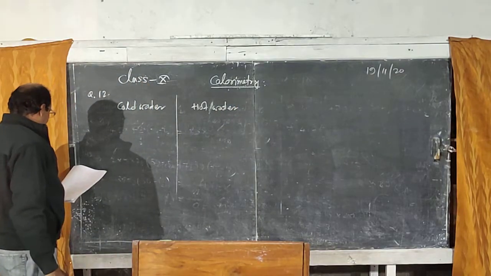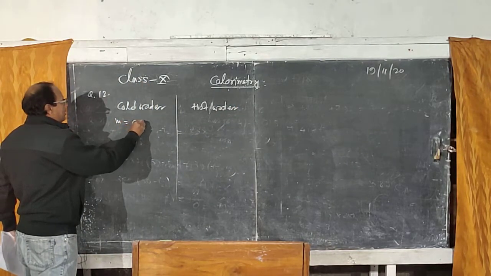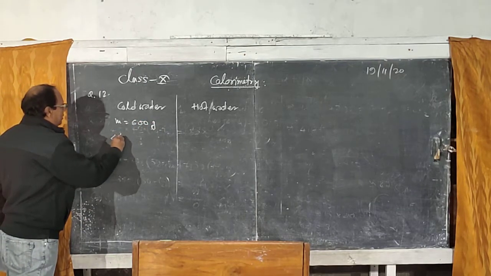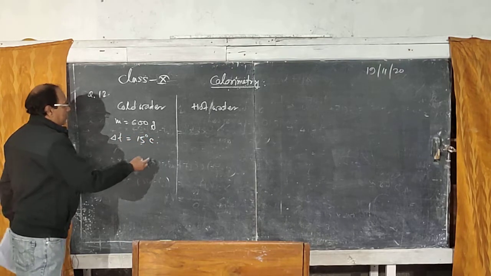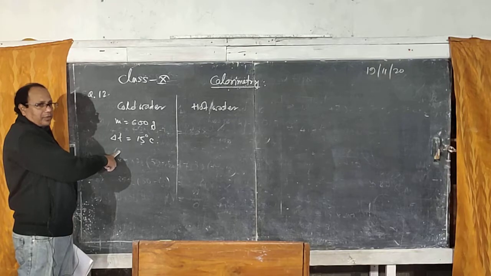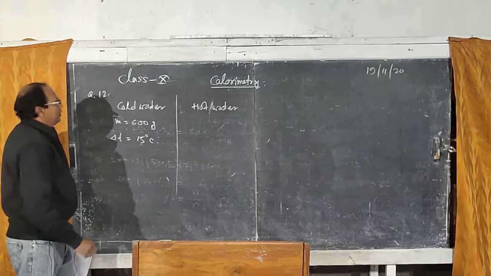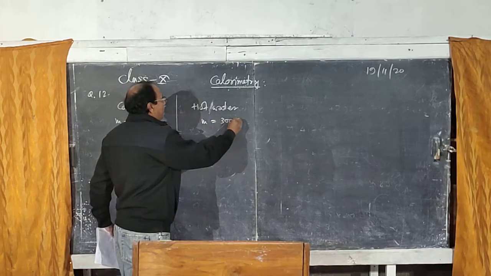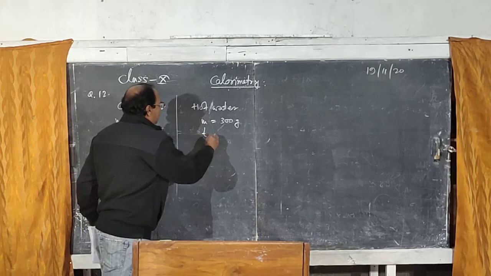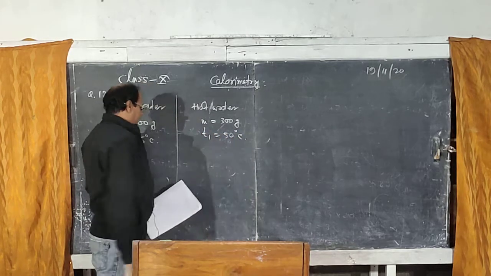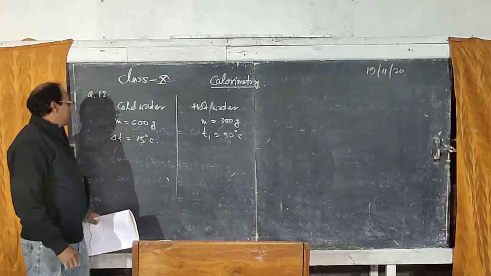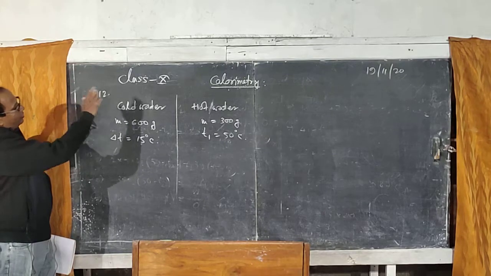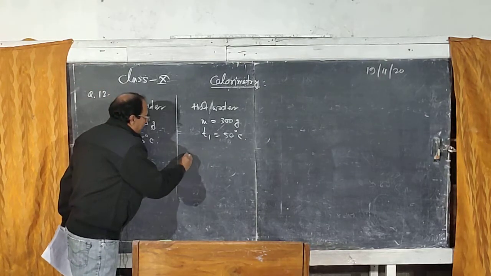So whatever is given, let me write first. Mass is given 600 gram, and here the temperature rise, delta T, is 15 degree Celsius. There is no initial temperature, there is no final temperature, but the temperature rise 15 degree Celsius is mentioned here. And for hot water, mass is given 300 gram and initial temperature 50 degree Celsius. Okay, so we have to first assume that the final temperature of both hot water and cold water will be T2.